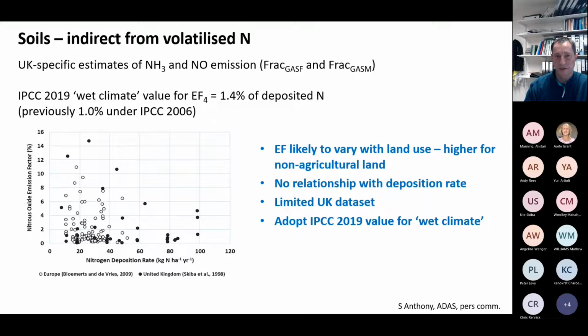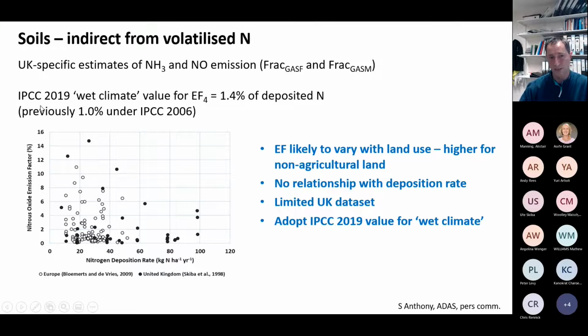So we have indirect emissions coming from N that is volatilized as ammonia and nitric oxide and then being redeposited. And we have our own UK specific estimates of that. We have very good estimates for ammonia emissions. We have less good estimates for nitrous oxide. We assume a ratio of NO to N2O, and Uta Skiva's done a lot of work on this, and you know, if we can get some more data, we can definitely improve there. But most of the N that's volatilized and being redeposited is actually ammonia.